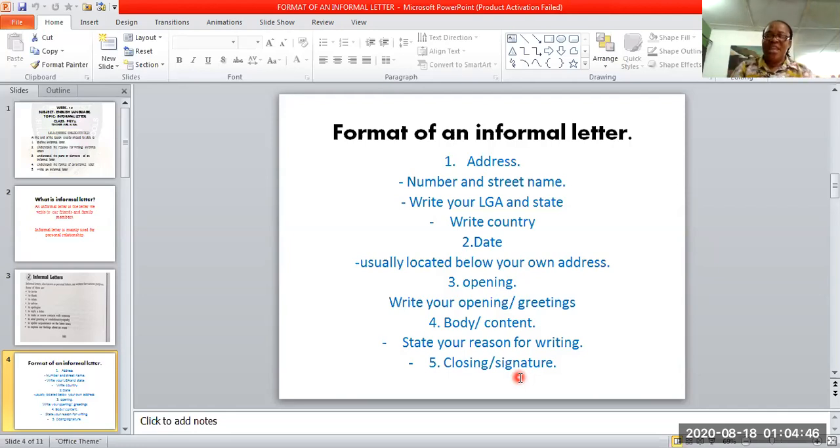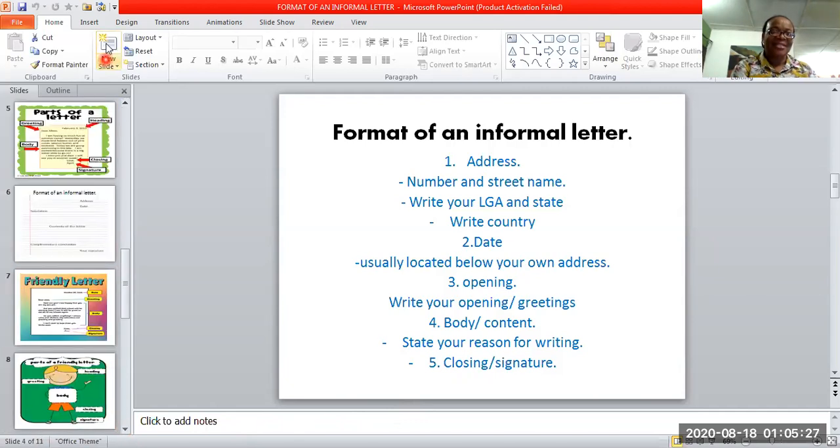What we mean by signature over here is for you to write your name, and your closing becomes Yours faithfully, Yours sincerely, Your best friend, Best wishes, Best regards, Love you, from Neka. Are we good on that? Beautiful. Let's move on to the next slide.